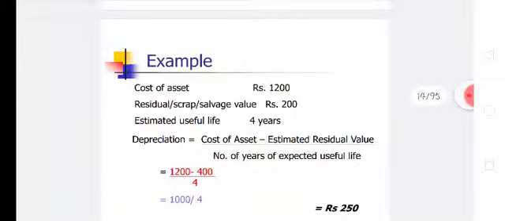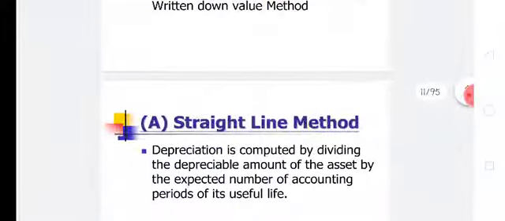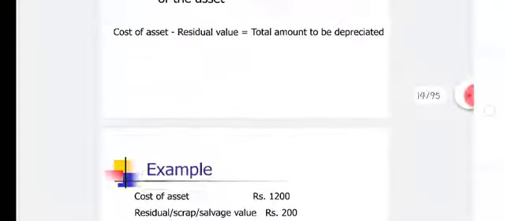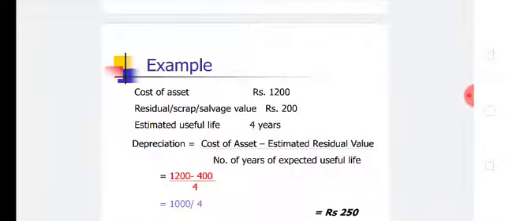And after that, just take an example of how to calculate depreciation under the straight line method. Once again, I want to share straight line method, or maybe original cost method, or maybe a fixed percentage method. So the example is that the cost of an asset is 1200 rupees. This is just a basic example of the straight line method, how we have to solve this question. The residual value, the scrap value or salvage value, one is the same thing, that is 200 rupees. Clear? Cost of an asset 1200, scrap value 200.